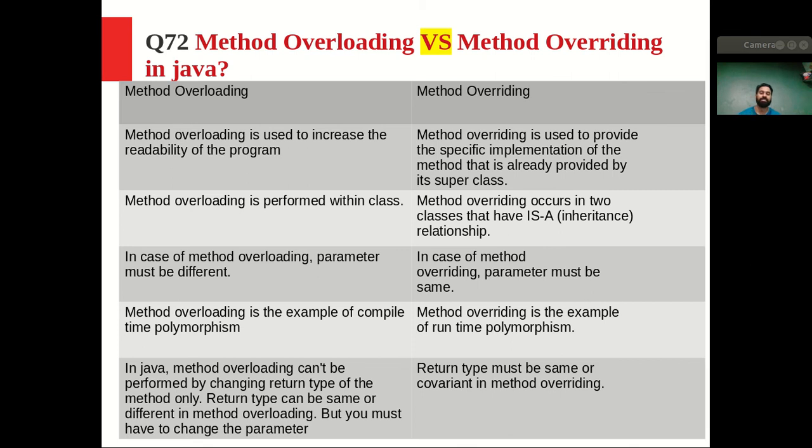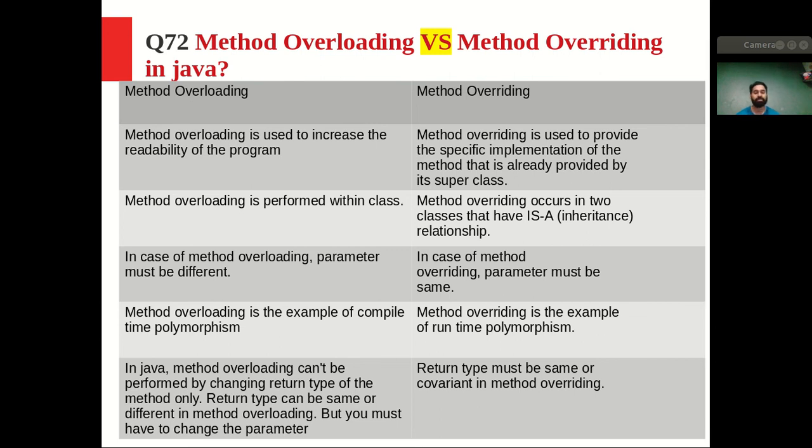The next point is that in Java, method overloading can't be performed by changing the return type of a method only. The return type can be the same or different in method overloading, but you must change the parameter. But in method overriding, the return type must be the same or covariant.